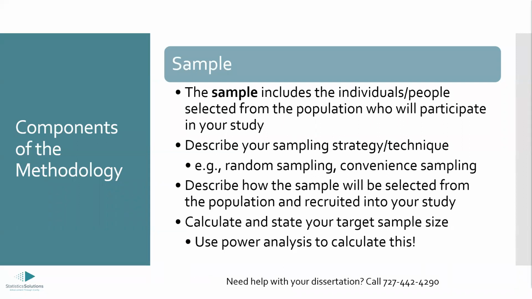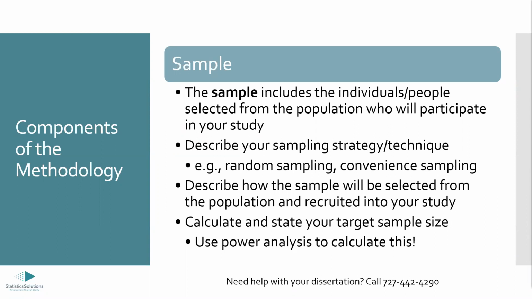And so for your sample section, you want to make it very clear who is going to be in your sample and how you're going to pick individuals from the population to be in your sample, or how you're going to invite individuals from the population to be in your study. You'll want to describe the specific sampling strategy or technique that you'll be using. And this is usually divided into either probability-based or random sampling versus non-probability sampling, which includes convenience sampling.